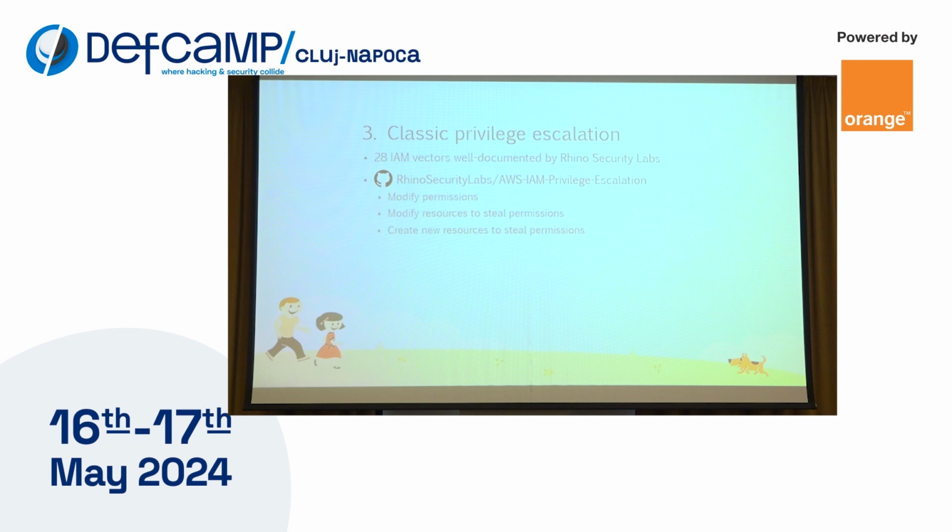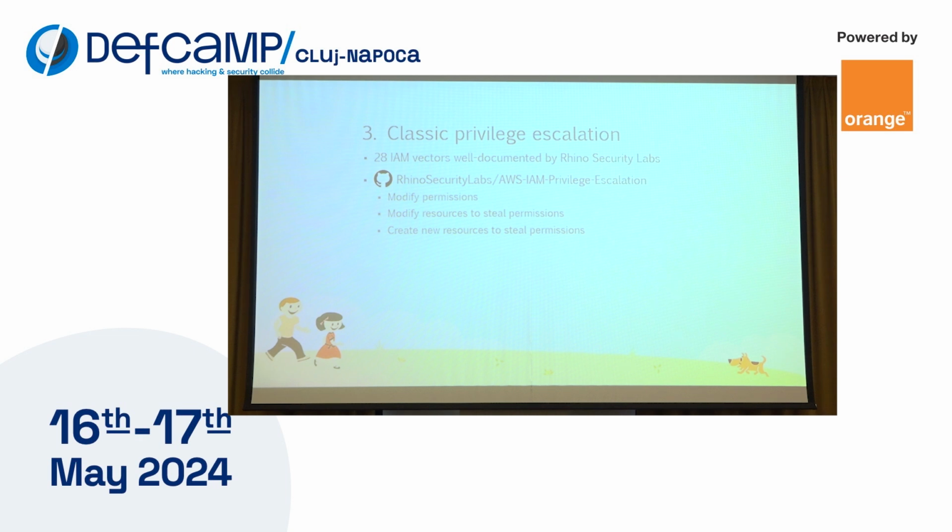Now, let's start with the classic privilege escalations that are based on IAM. So there are 28 well-documented Privesc vectors about IAM. They are documented by Rhino Security Labs. They have an amazing repository where you can find these Privescs, scripts for exploiting them, and scripts for identifying these issues.